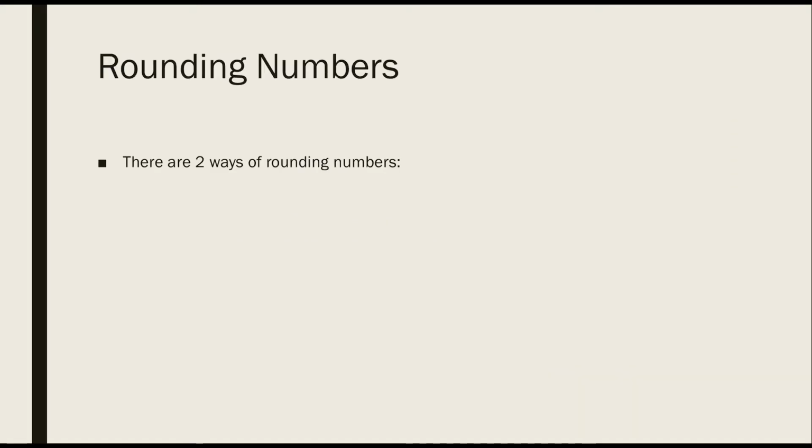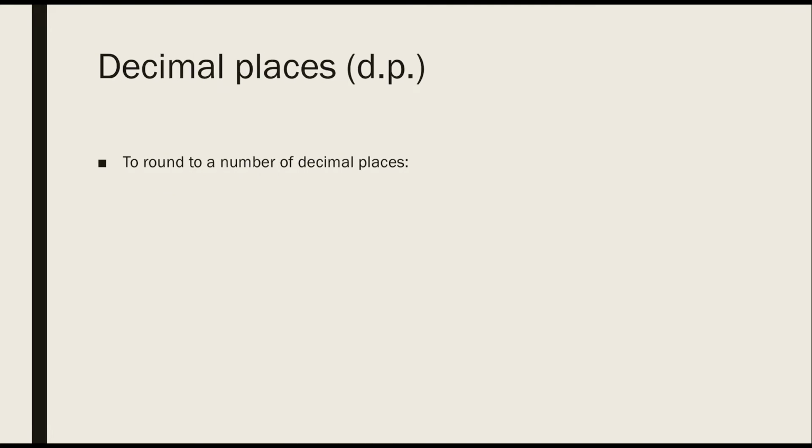So we're going to start off with rounding numbers. When you're rounding numbers, remember there are two different ways of specifying where a number should be rounded to. The first one is decimal places, and the second, significant figures. So we're going to be talking about decimal places. Decimal places, also abbreviated as D.P.